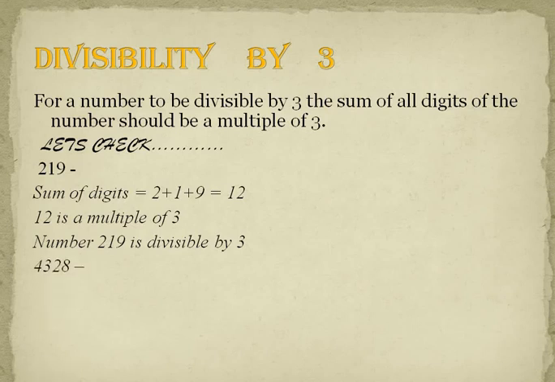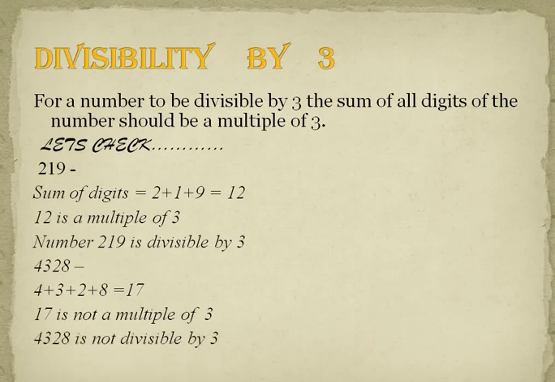Let's see another example, where we have 4, 3, 2, 8. What is the sum of all the digits of this number? It is 17. Does 17 come in the table of 3? No, it doesn't. Therefore this number is not divisible by 3.